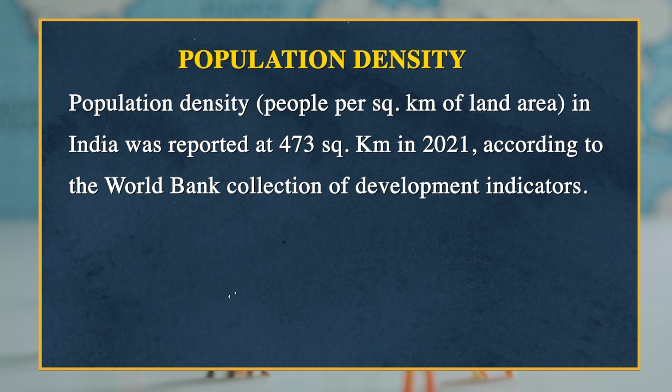When we are looking at the distribution of population, it is not just the number of people, it is the number of people in a given unit area and it is known as density of population. The population density of India in the year 2011 was 382 persons per square kilometer. Population density, that is the people per square kilometer of land area in India, was reported 473 in 2021 according to the World Bank collection of development indicators.